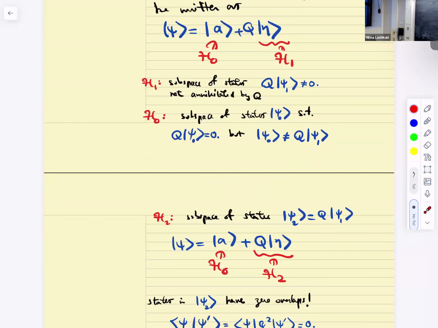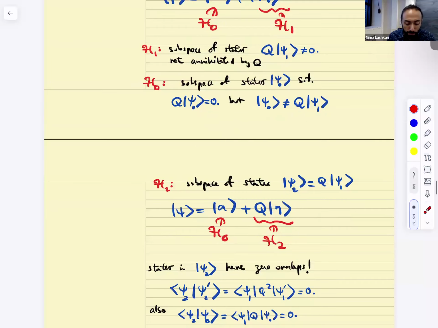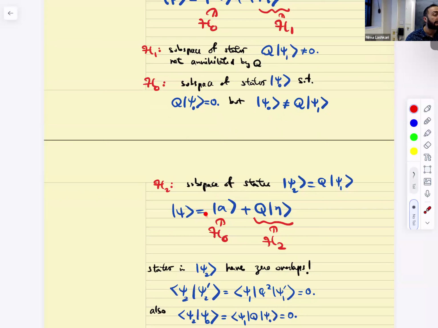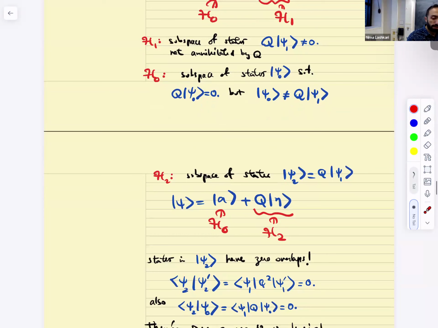The sector that is not killed by Q. Then there's a sector that is killed by Q that's split into 2 parts. The part that could be written as Q of something, and the part that is killed by Q but cannot be written as Q of something, right? The point is that physical states are these guys, H0s. So if you know the terminology of closed and exact, this is precisely that terminology, right? They have to do with non-trivial cohomology.